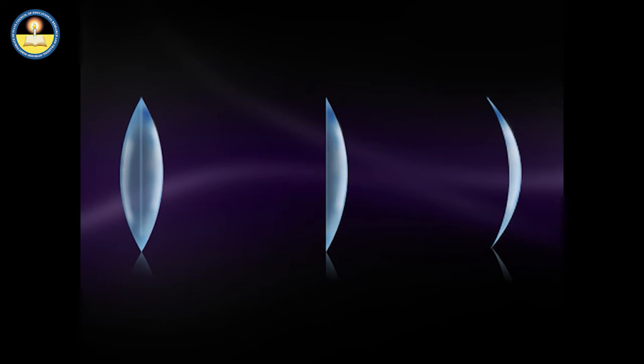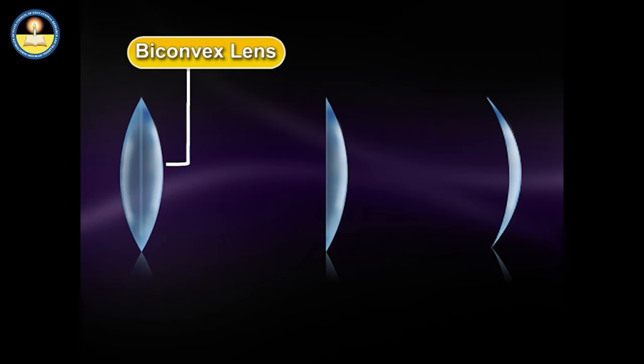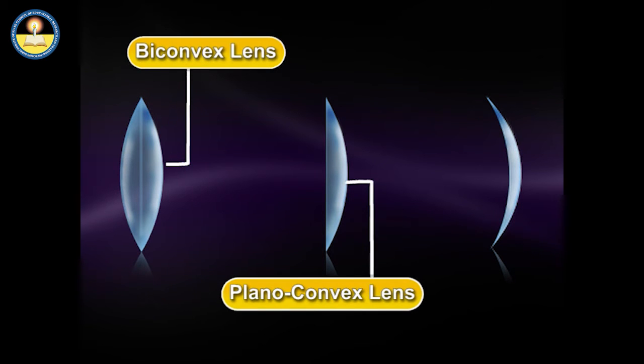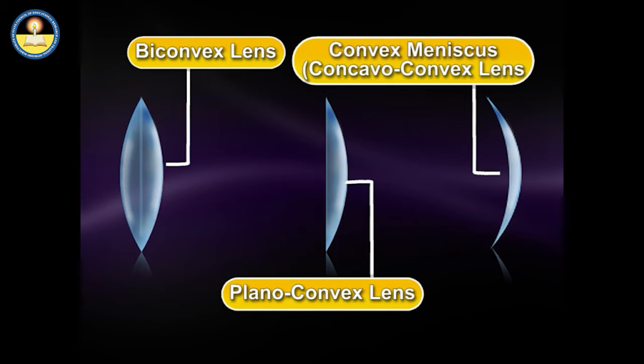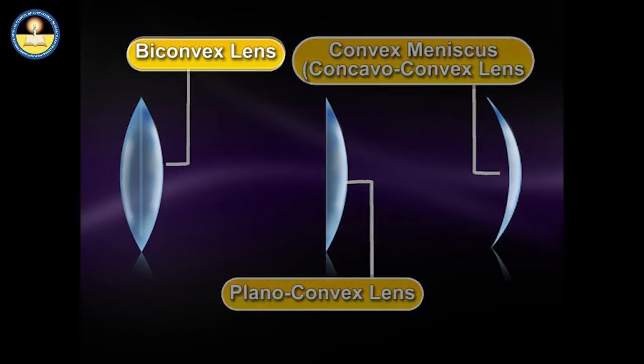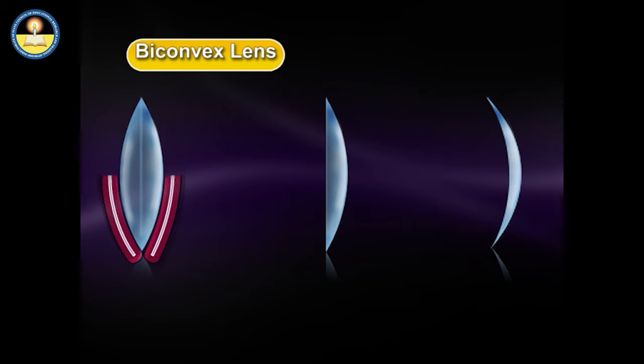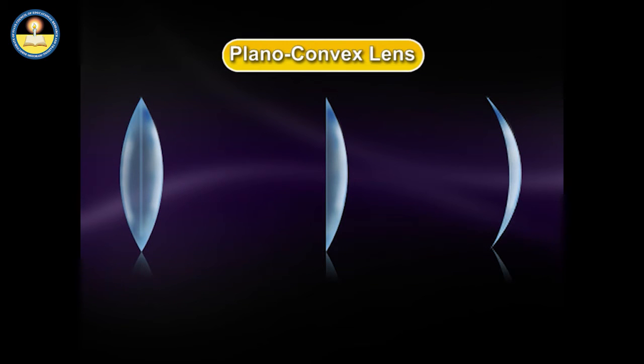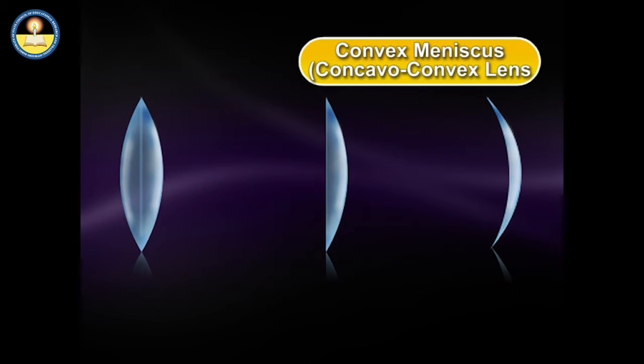Convex lenses are further categorized as biconvex lens, plano-convex lens, and convex meniscus or concavo-convex lens. A biconvex lens has both of its surfaces curved outwards, while a plano-convex lens is flat on one side and bulges outwards on the other side. And a concavo-convex lens is curved inward on one side and outward on the other side. In other words, one side is concave and the other side is convex.